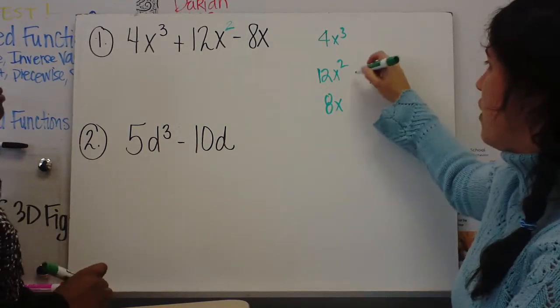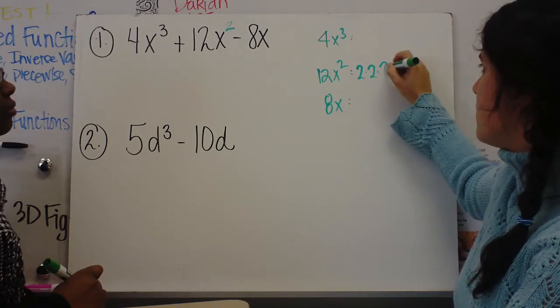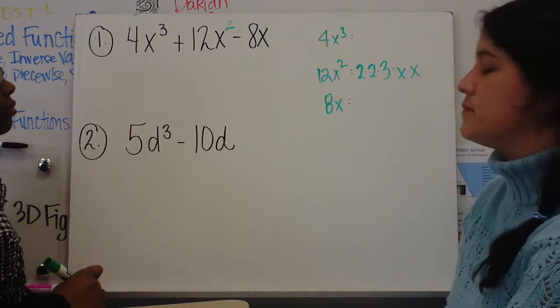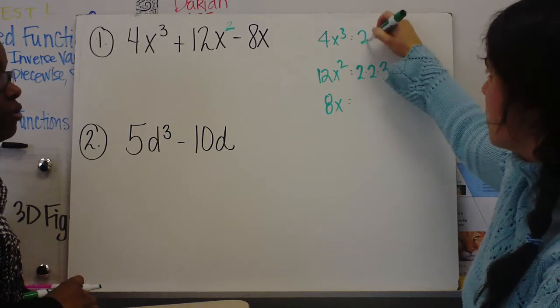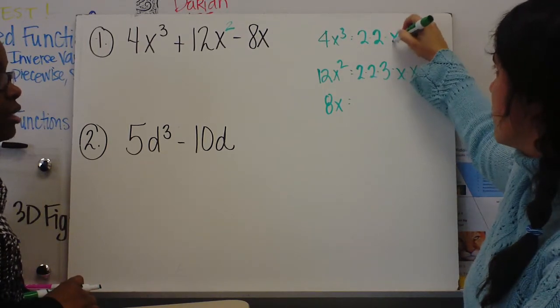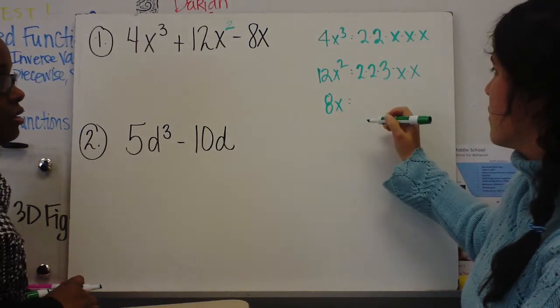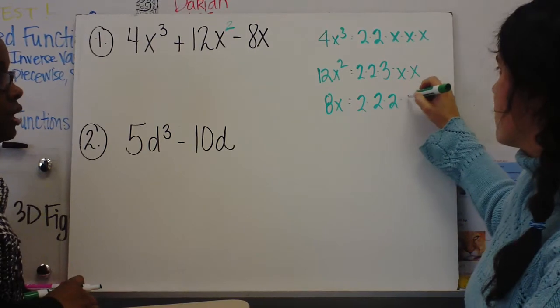We already know that 12, let's just start with 12, was 2 times 2 times 3, and then there are 2 x's, x squared. And 4x to the third is easy. You guys know that 4 is 2 times 2 times x times x times x. And then 8 would be 2 times 2 times 2 times x.